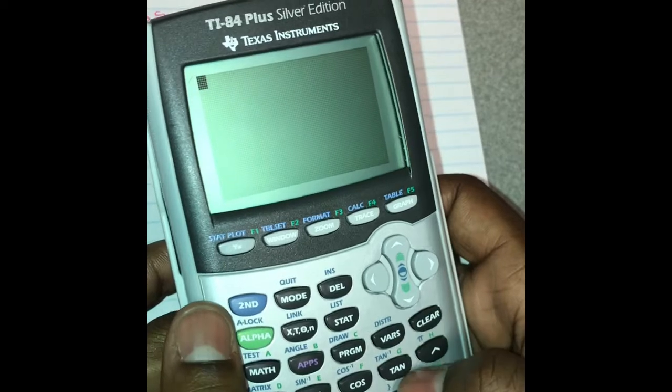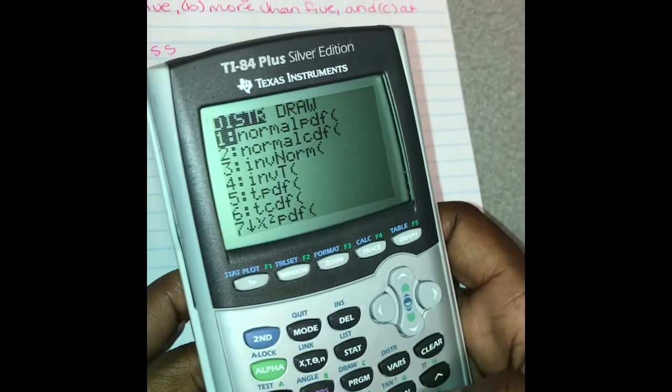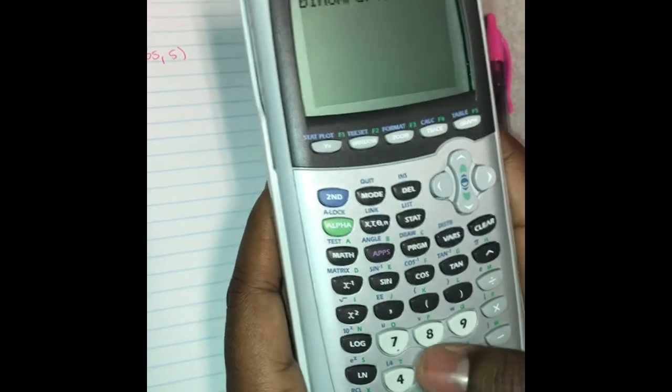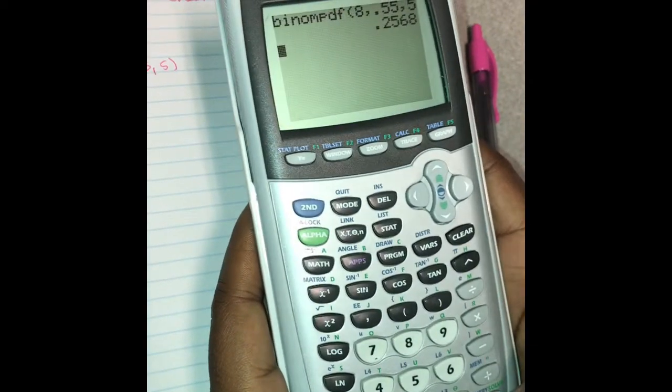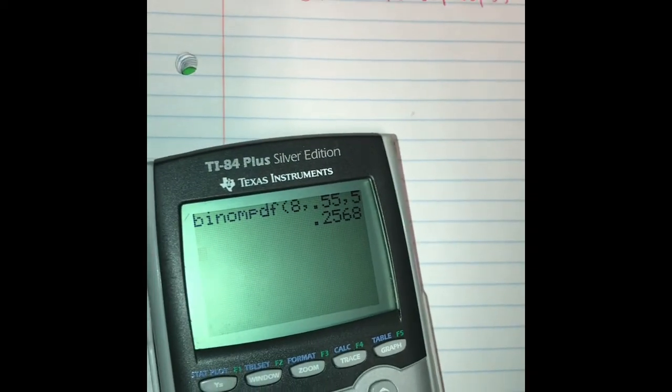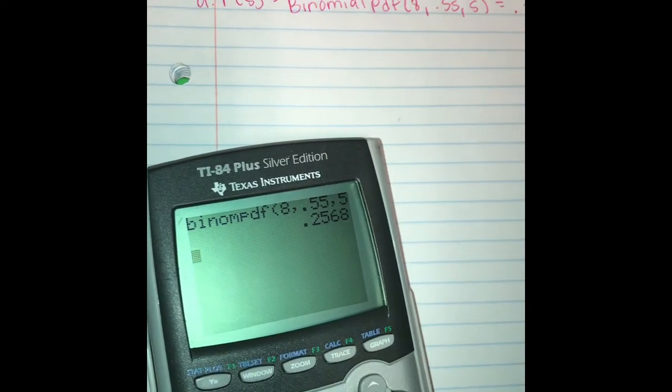And then you go second distribution, and you go down to binomial PDF, and then you plug these numbers in. 8, 0.55, 5. And you get your answer, which is 0.2568.